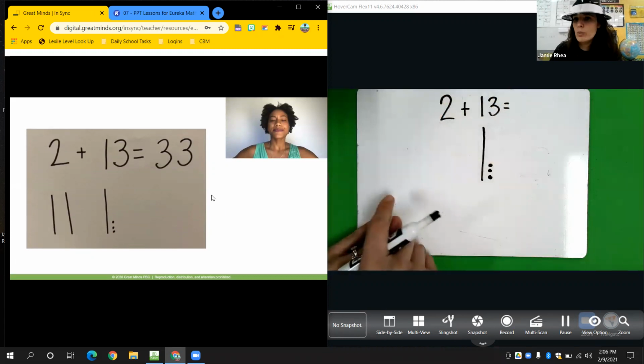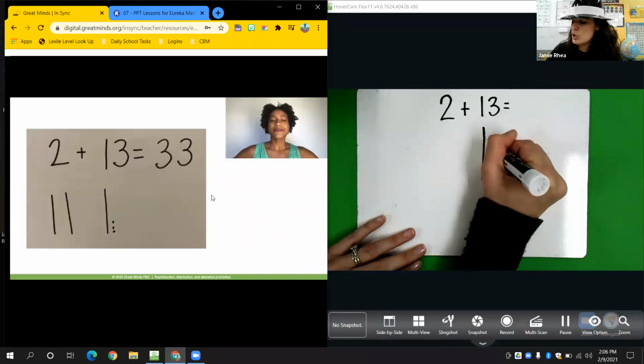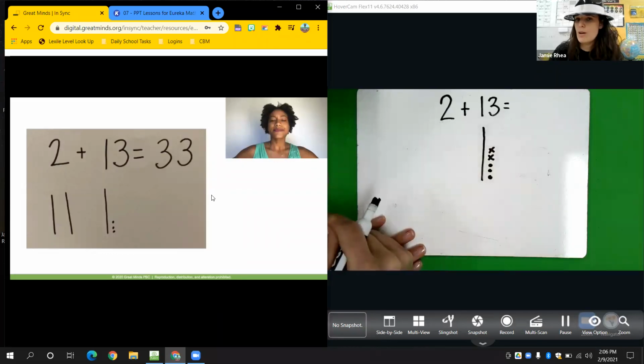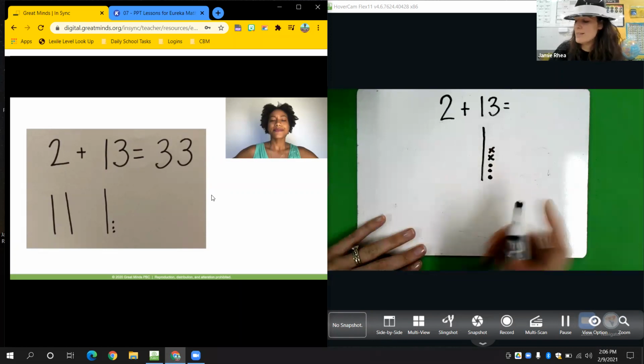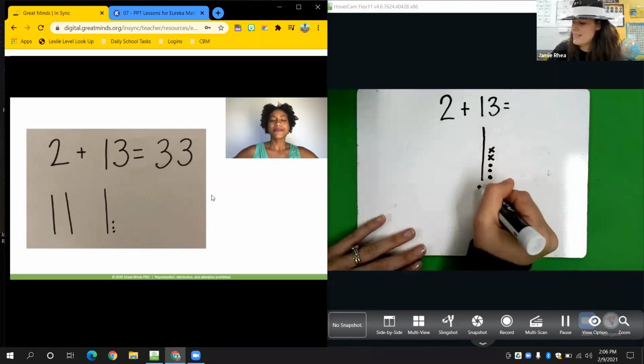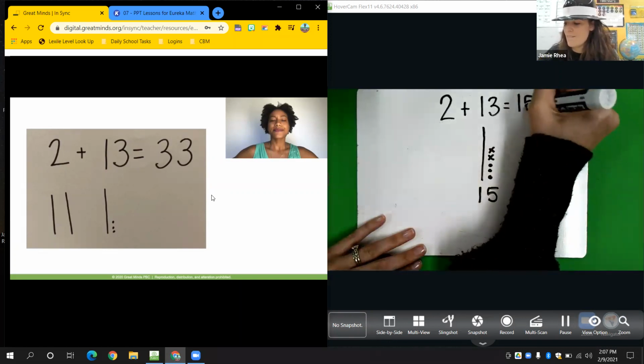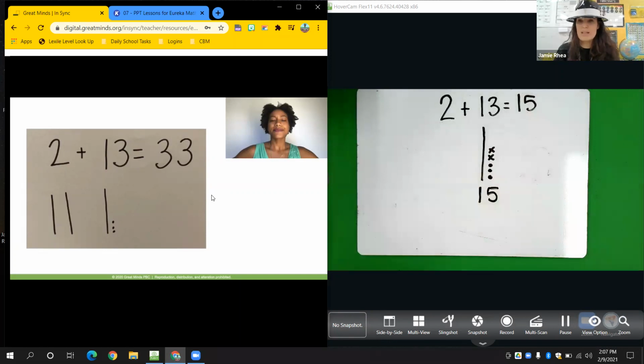So where are we going to add it? Our 1s. Here we go. 1, 2. So we know that 3 plus 2 is 5 and 1 10 is 10. So now our answer should be 15. So where did she go wrong?